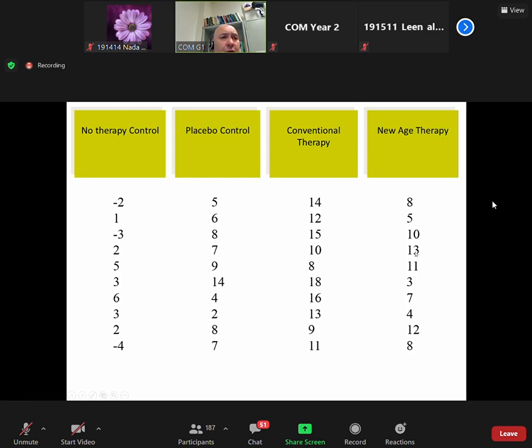And then we've got new age therapy, which actually doesn't look too bad. There's quite a few that are in double figures. However, some are pretty bad. So remember, these are 10 patients in each, so we've got 40 patients here. Okay, there's different patients in each group. This is not a repeated measures design. This is independent groups design.